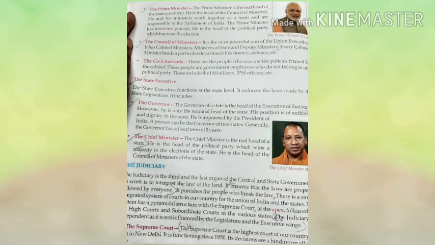The judiciary, we'll talk about the judiciary. This is the third and the last organ of the central and state governments. It works to interpret the law of the land and ensures that the laws are properly followed by everyone. It also punishes the people who break the law. The judiciary is independent and it is not influenced by the legislature and the executive wings.